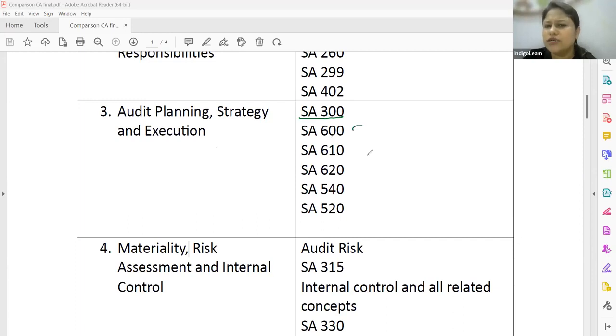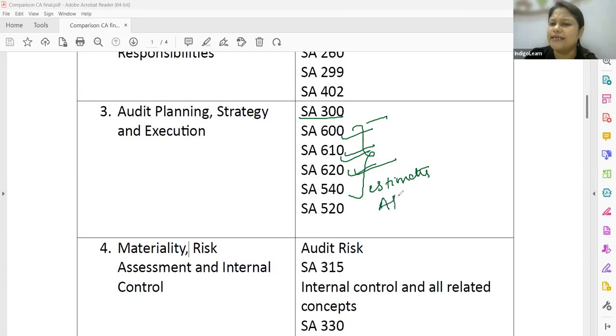Along with that, they have included some discussions of other standards as a part of this particular chapter. So SA 600, 610, 620, where we talk about using the work of others, that is about other auditors, internal auditors, and auditors expert. These three we study as a part of this chapter now. 540, which talks about auditing accounting estimates.